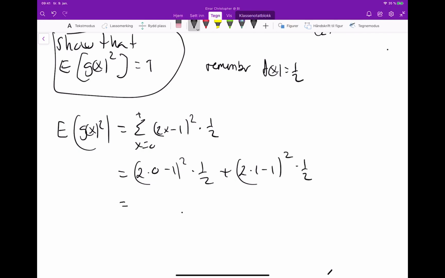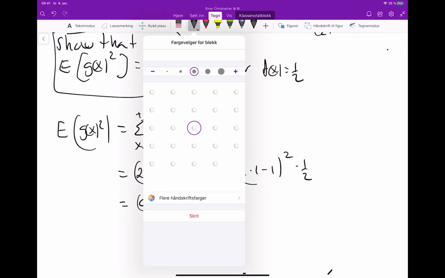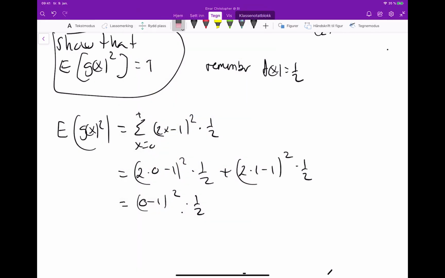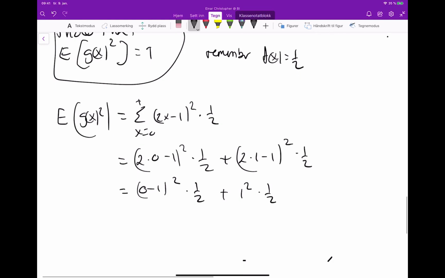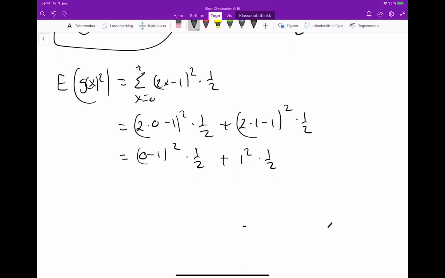And this is 0 minus 1, that is, okay, we take it easy, like this. Plus 1 to the power of 2 times half, because 2 minus 1 is 1. And then we get minus 1 to the power of 2, that is 1. So this is 1 times half plus 1 times half, which is half plus half, which is 1. And that was what we were supposed to show.